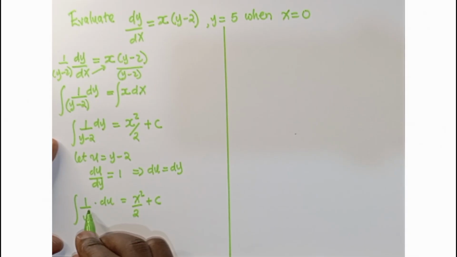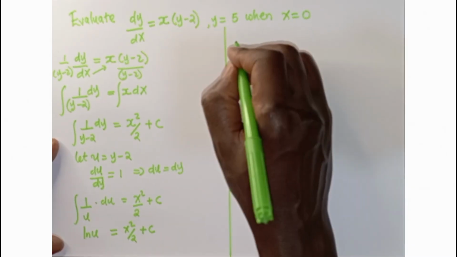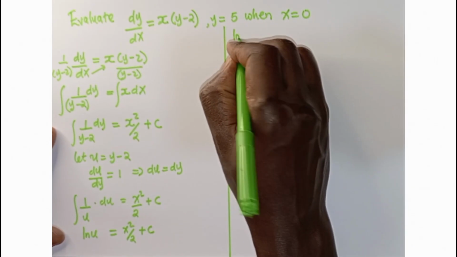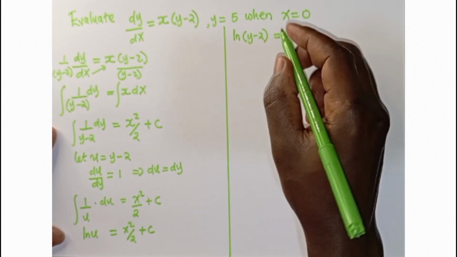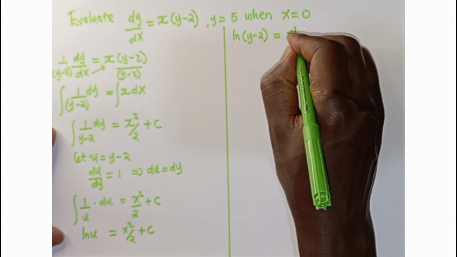Now if you clearly see, this is a ln. So it's ln of u is equal to x square out of 2 plus c. So we can put back our u. Putting back our u, we shall have ln of y minus 2 is actually equal to x square out of 2 plus c.